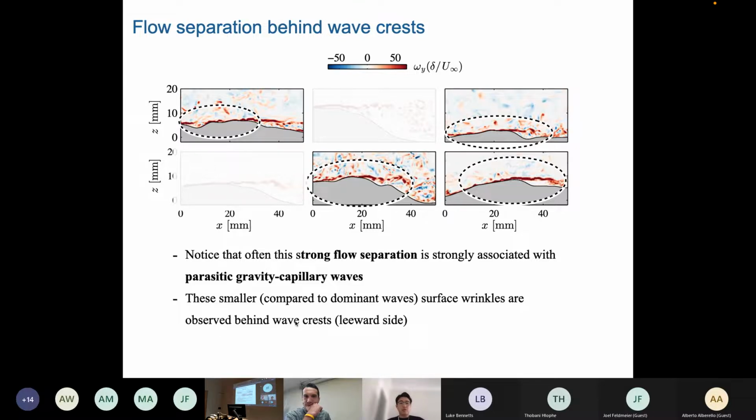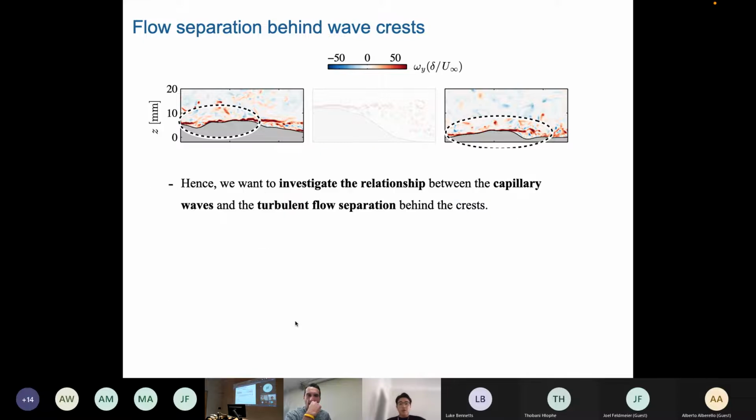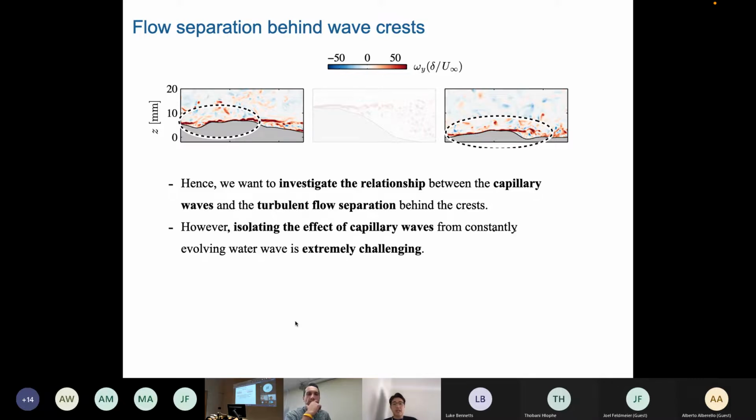By the way, all the data I have been showing so far was taken on wind-generated waves, so the waves are continuously moving and evolving as the turbulent flows interact with them. Now we want to understand whether there is any relationship between those small capillary waves and turbulent flow structures such as flow separation behind the crest. But this is an extremely challenging problem to investigate, because the turbulent flow and the water surface continuously interact, producing constantly evolving and moving wave surfaces, so it is really hard to single out the effect of small capillary waves.